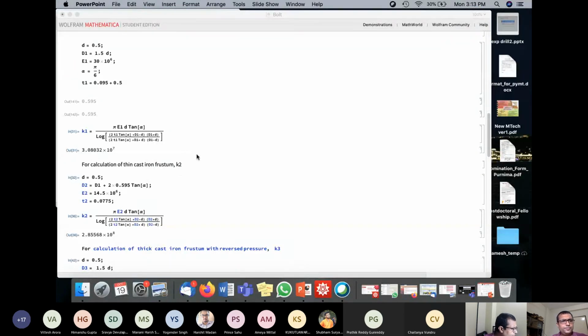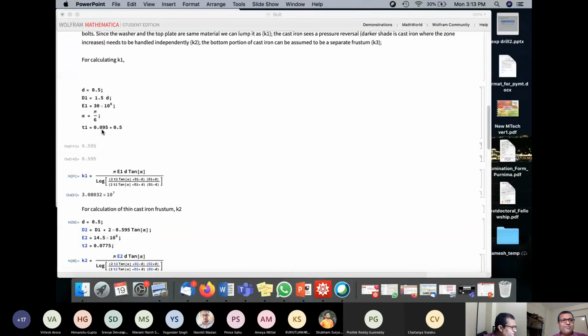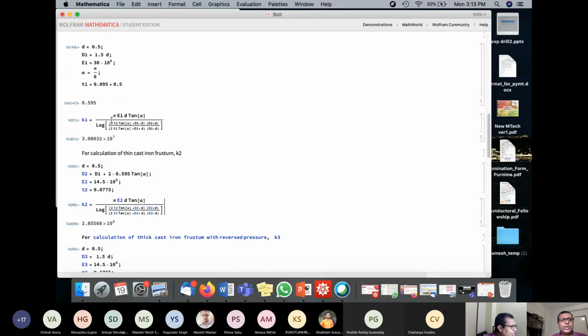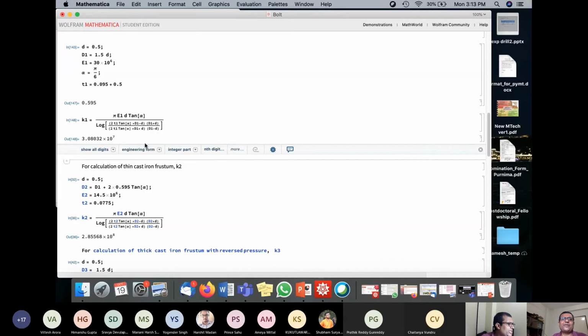Now let's do T1. T1 is 0.095 plus 0.5. I run this cell, and then I run the 2T1. So I know T1, I know E1, I know D1. D1 is the top of the bolt, and small d is the diameter of the bolt, assuming the bolt and the hole are exactly flush. That's the assumption you are making. If you run this, you get K1 equal to 3.0827 times 10 to the power 7 pounds per inch. I'm using some funky numbers because those are the numbers I have.